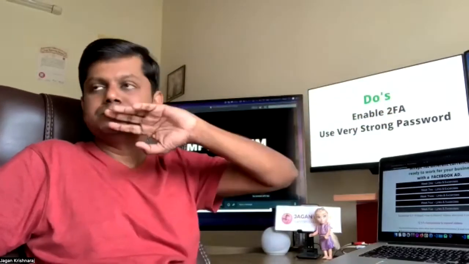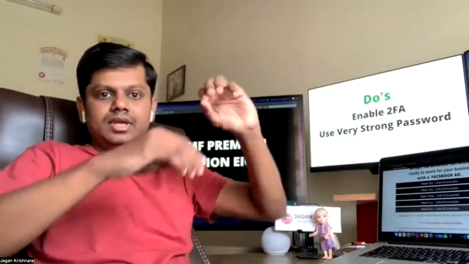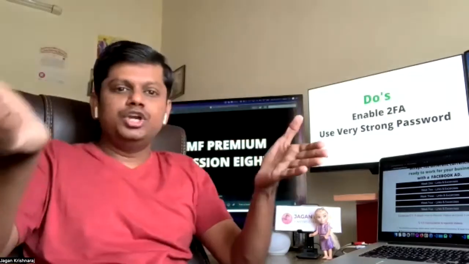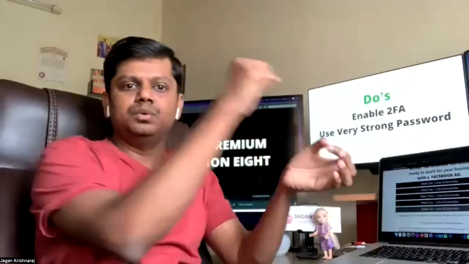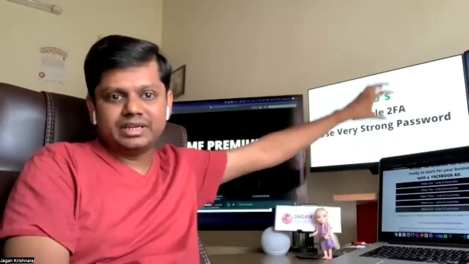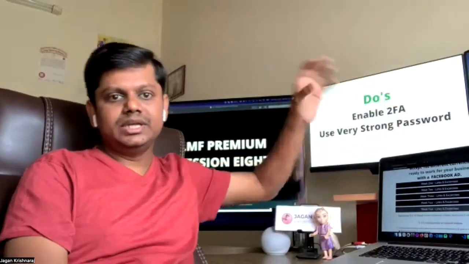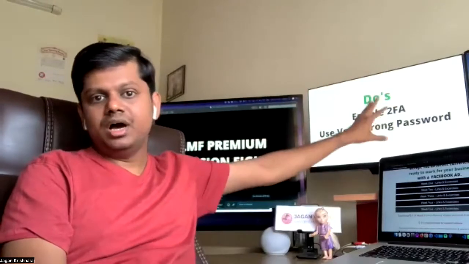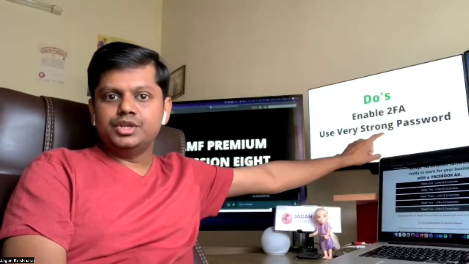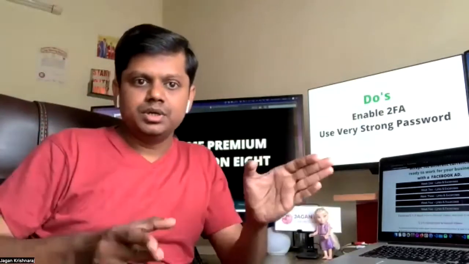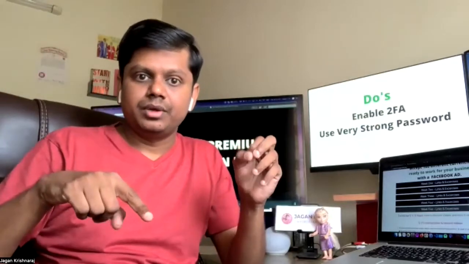Two-factor authentication is where they will send an OTP to your mobile number, and only when you enter that OTP, you can log into their account. This is two-factor or multi-factor authentication. It is a security technology to authenticate you. So always enable two-factor authentication and use very, very strong passwords. At least for the Facebook ad account, use a password that is unique. You should not use the same password anywhere else. Use a unique password.